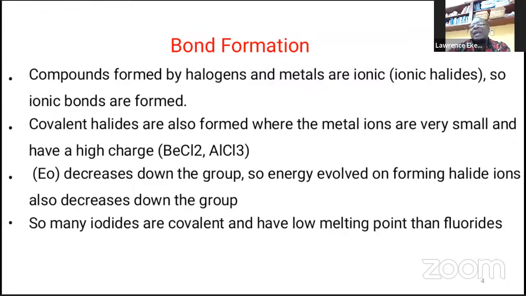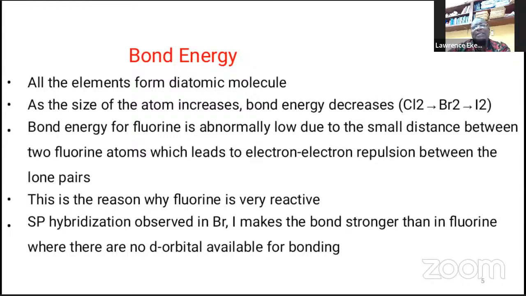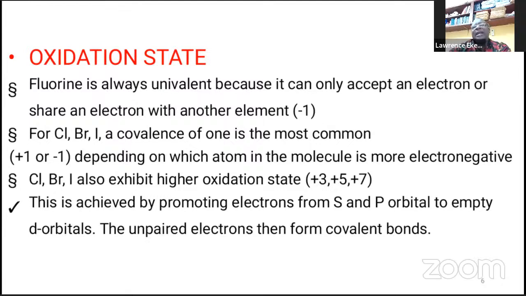They can also react with other metal ions that have a small size and higher charge, like beryllium and aluminium, to form a covalent halide. And we also talked about the bond energy. I've mentioned severally that the bond energy, for fluorine for example, is small because of the small distance between the atoms. And we've also talked about the oxidation state: because they need only one electron to form an octet, they commonly exhibit an oxidation state of 1.